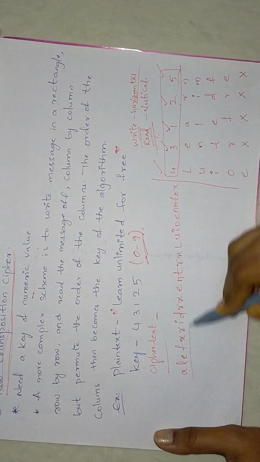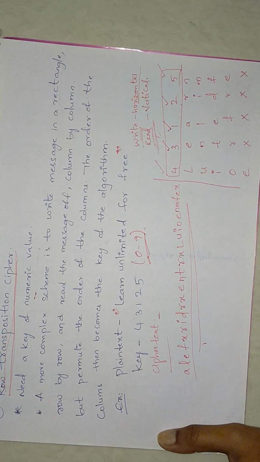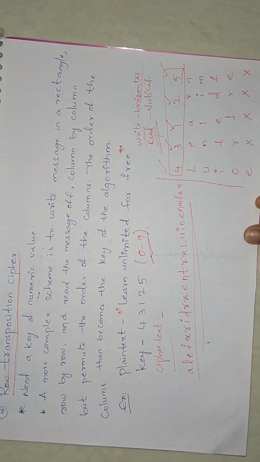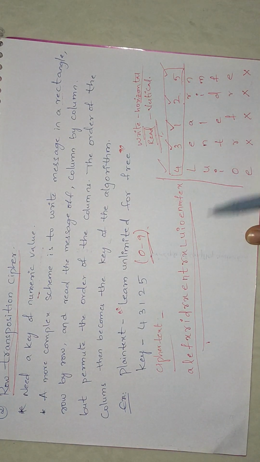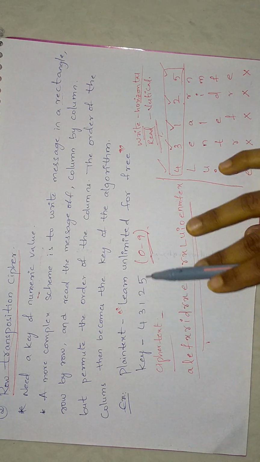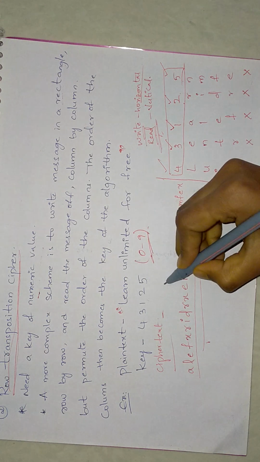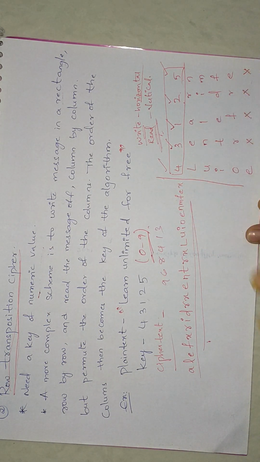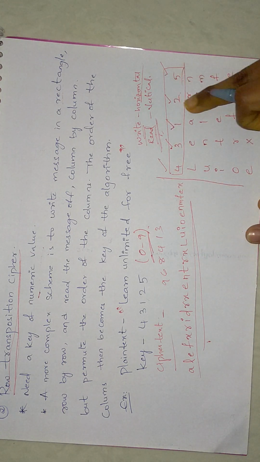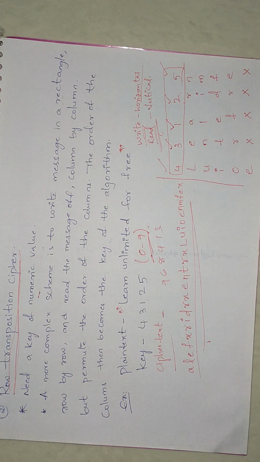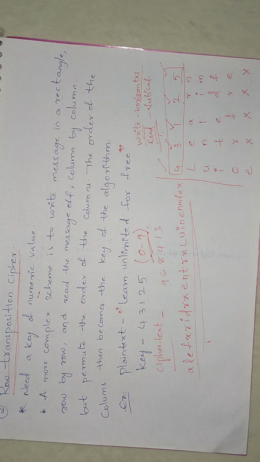Whatever text we have got here is the ciphertext for the plain text learn unlimited for free. Also, there is no rule that the key must contain all the numbers like 1 2 3 4 5. You can go with any other key like 9 6 8 4 1 3. That's your wish. There is no rule that the key must be in ascending order, but while reading you have to go with the ascending values.